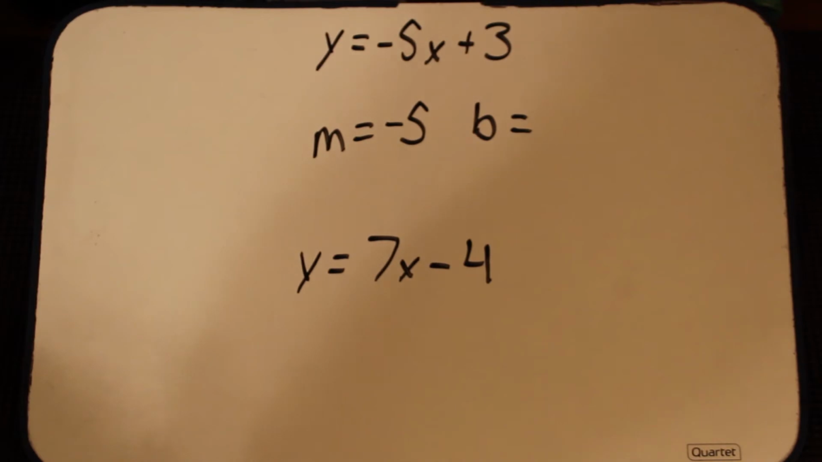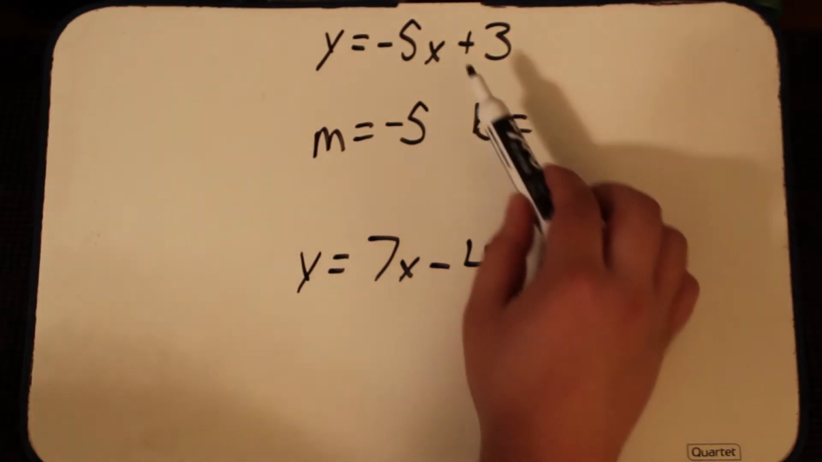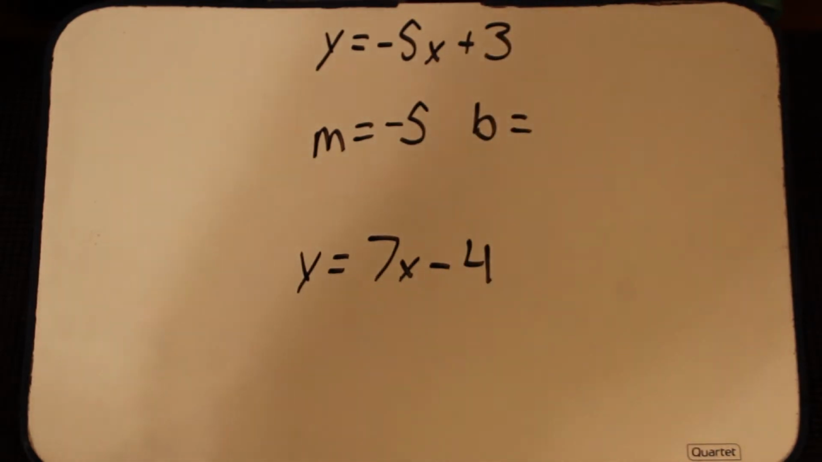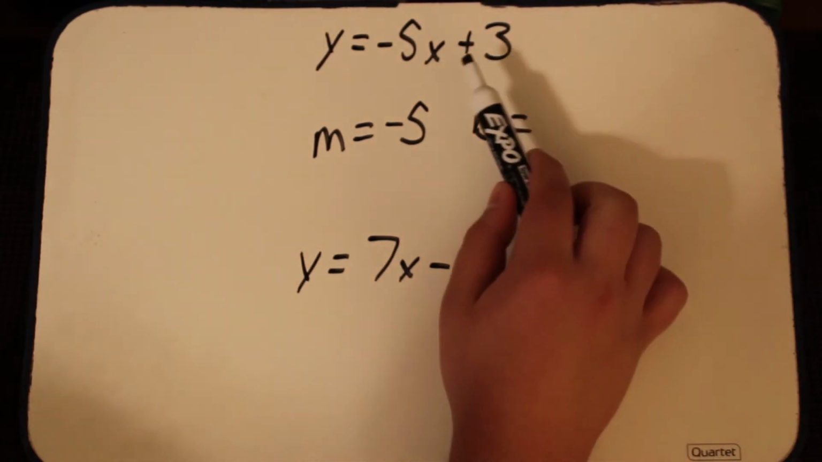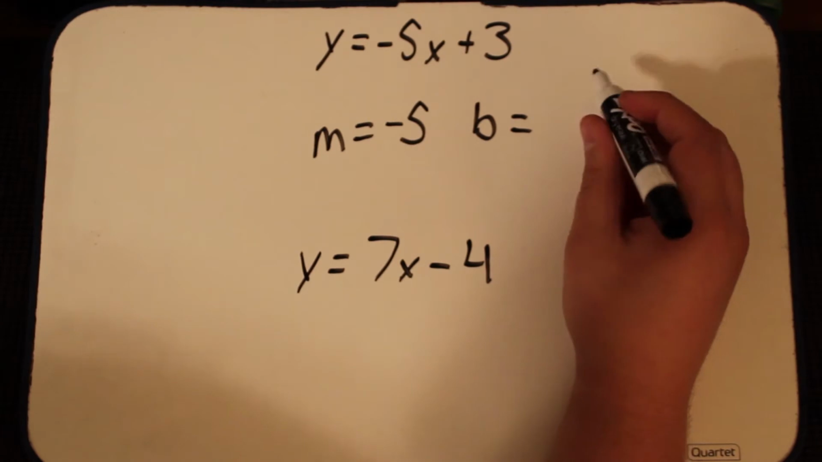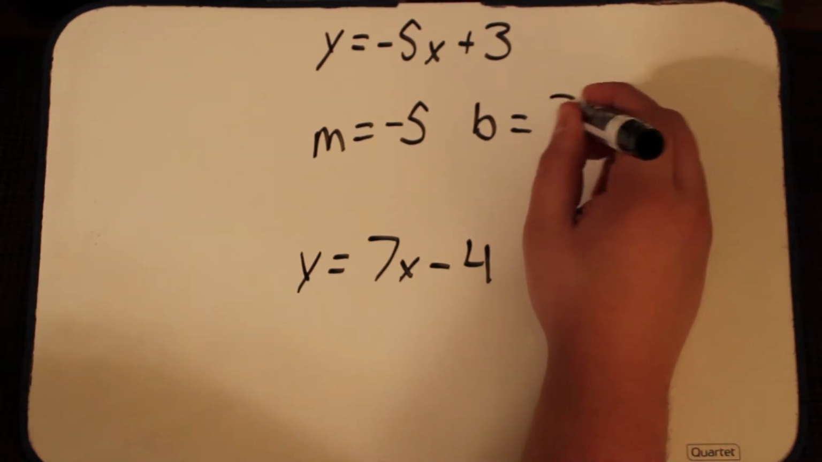Slope is not an ordered pair. It can be a fraction, it can be a decimal if you really want, but it's not an ordered pair. So keep that in mind. And then our y-intercept is just the number that we have tagged on here, whether it's added or subtracted. Now we have a plus 3 here, so our y-intercept would be 3.